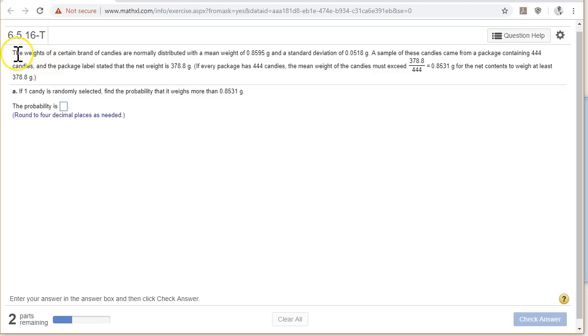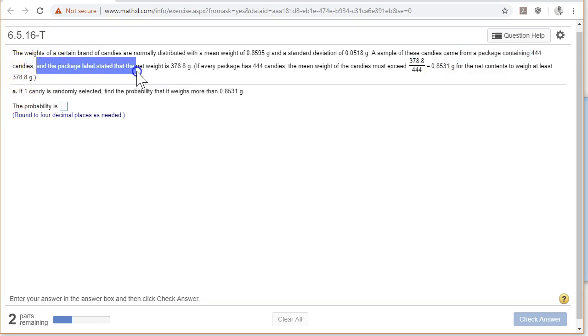Let's do a quick check with this problem. We have the weights of a certain brand of candies that are normally distributed with a mean of 0.8595 grams and a standard deviation of 0.0518 grams. A sample of candies comes from a package of 444 candies.